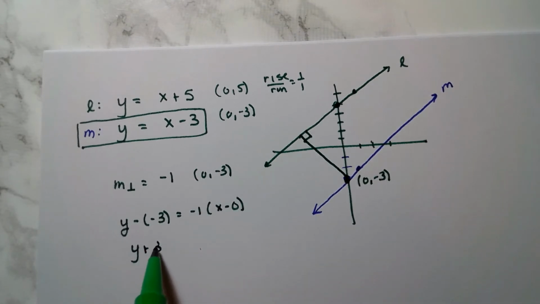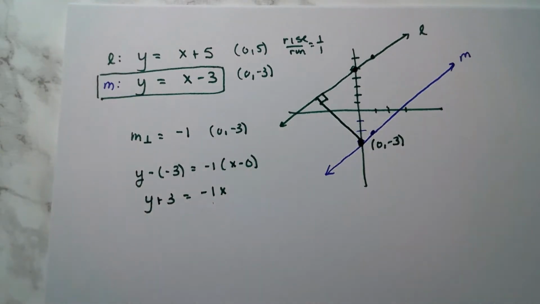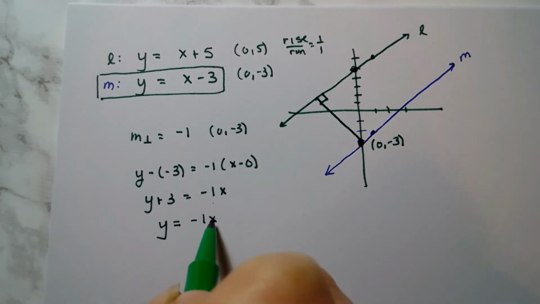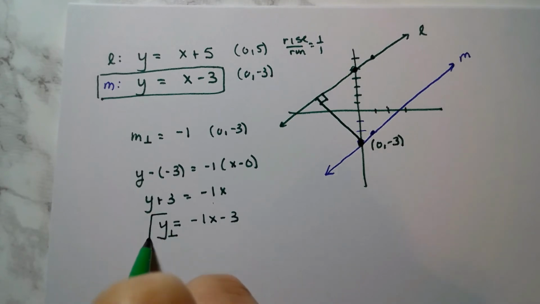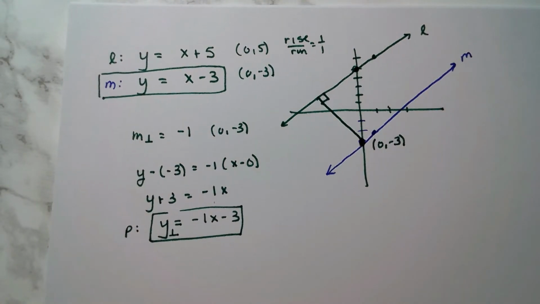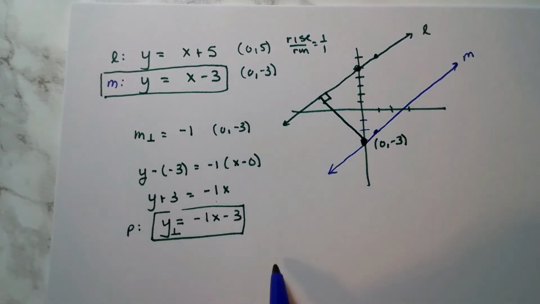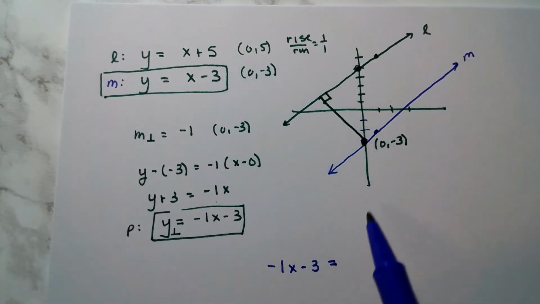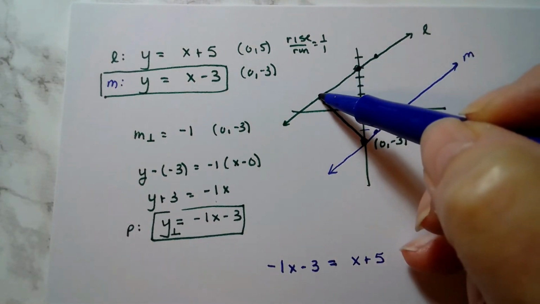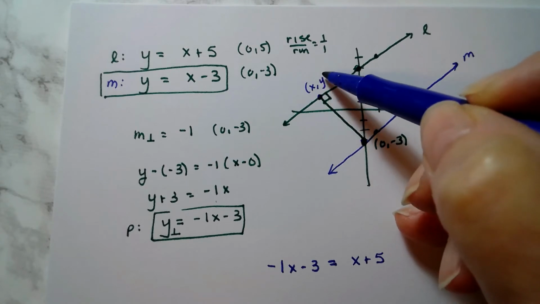That gives us y plus 3 is equal to negative 1 times x, or just negative x is how we usually write it. Now if I subtract 3 from both sides, I get y is equal to negative 1x minus 3. This is the equation of my perpendicular line. You can call it P for perpendicular if you want to. Now what am I going to do? Well, the steps that you should have in your notebook say that I take the equation of my perpendicular, and I set it equal to the equation of the line that I have not used yet. That way I can find the x coordinate of this point right here. This is some x and some y.